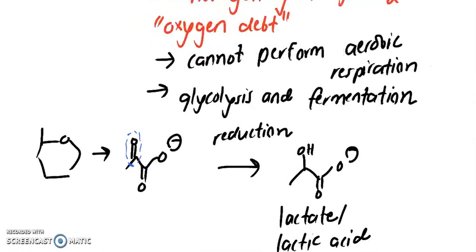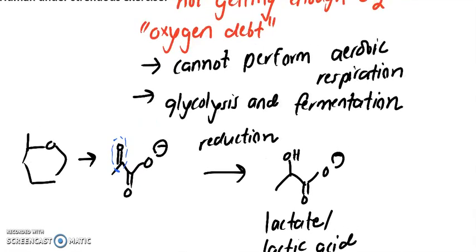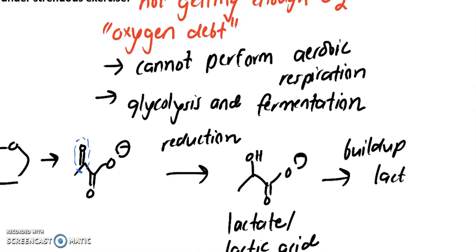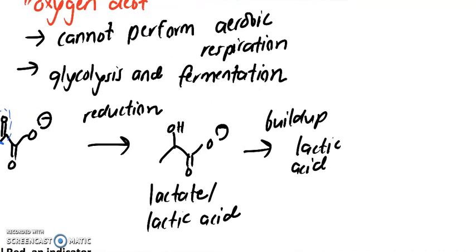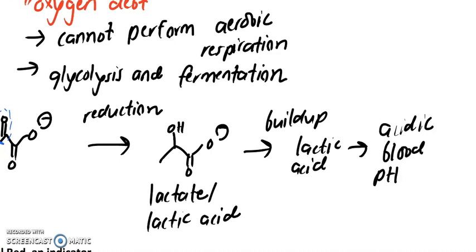And then if this oxygen debt continues, we are going to build up lactic acid. This can contribute to an acidic blood pH. Or we can call this acidosis, which isn't good for our bodies. It can mess up many things in our body.